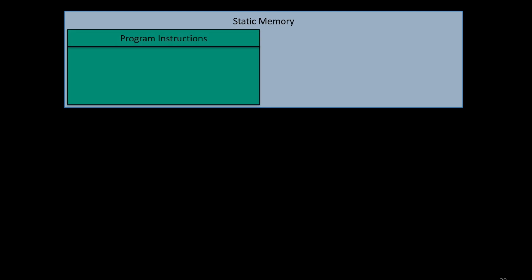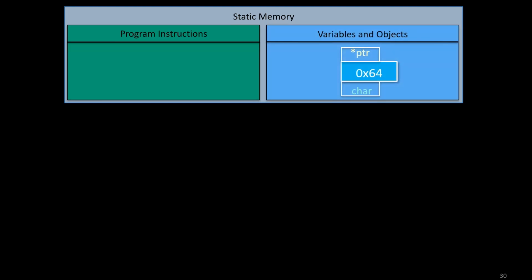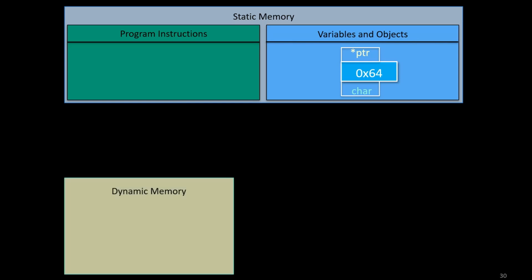So let's look at how this all happens. We've got static memory, and within that static memory, you've got your normal program instructions, and then we have some variables and objects. In this case, I've got a pointer with a char type, and I've got dynamic memory. So we use pointers in static memory pointing at dynamic memory.